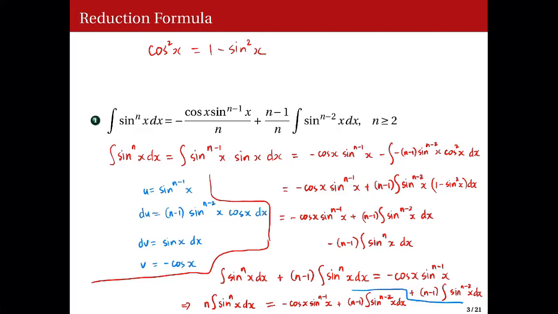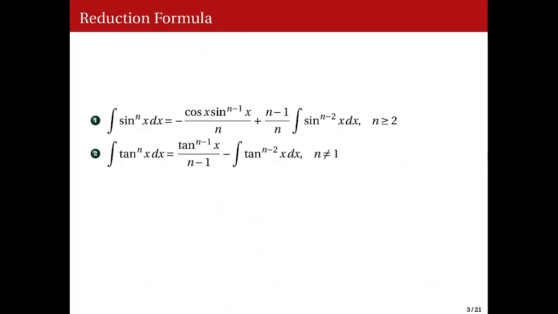If n is large, you can continue working on this over and over again, until at some point you will reach integral of sine x dx or integral of dx. Okay? Questions? Your hand is raised, Sophia. Is that from before? Yeah, sorry. Okay. So that's for the reduction formula of integral of sine to the n x dx.